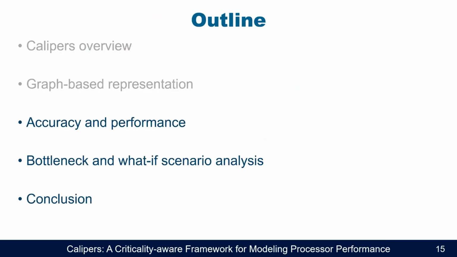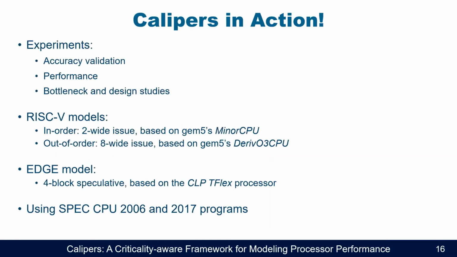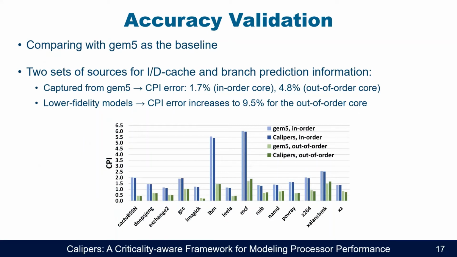Okay, let's move on to experimentation with Calipers. We have evaluated the accuracy and performance of Calipers and performed various bottleneck and design studies. We have leveraged different RISC-V and edge processor models with the details shown on the slide. SPEC benchmarks with reference inputs were used as our test programs. We validated Calipers' accuracy for the RISC-V ISA against gem5, which is a widely used cycle-accurate simulator. We matched the Calipers and gem5 core models by properly setting the model parameters.